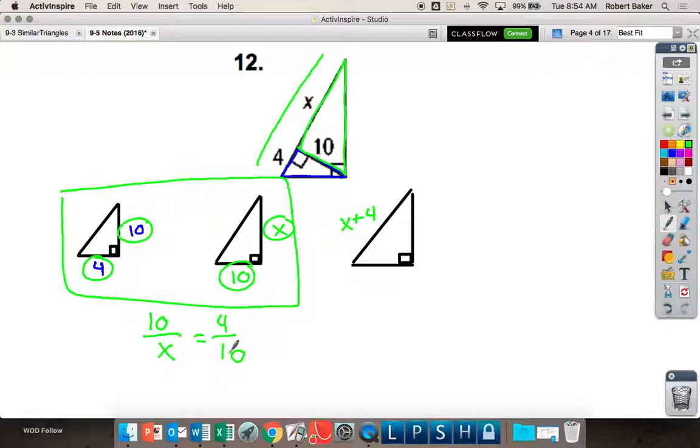Did you have it set up incorrectly by accident? No, I just didn't know what to do. Okay, that's fine. There's a definition in the book. You want to hear it? It says the altitude, or 10, is equal to the geometric mean of 4 and x.